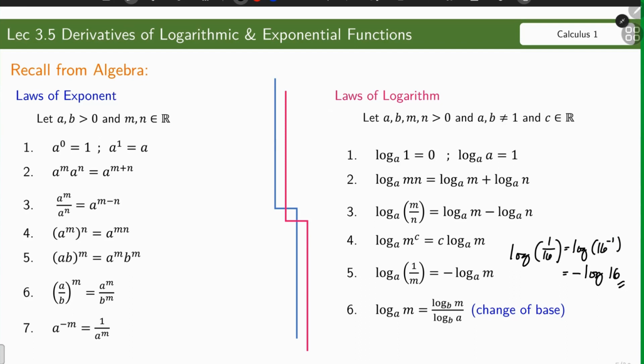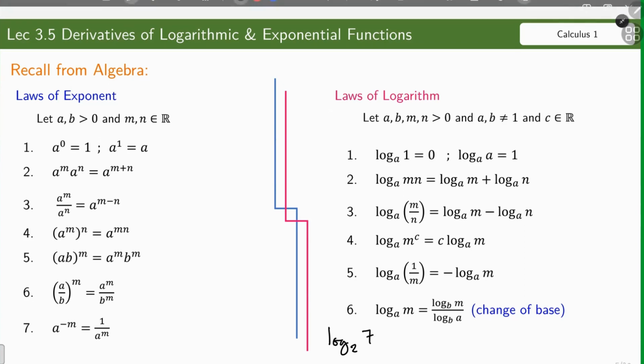And then number 6, we have the change of base. Here, you may choose any b that you want. Suppose that the original given is logarithm of 7 to the base 2. This is equal to logarithm of 7 over logarithm of 2. Take note that here the subscript is an invisible 10.